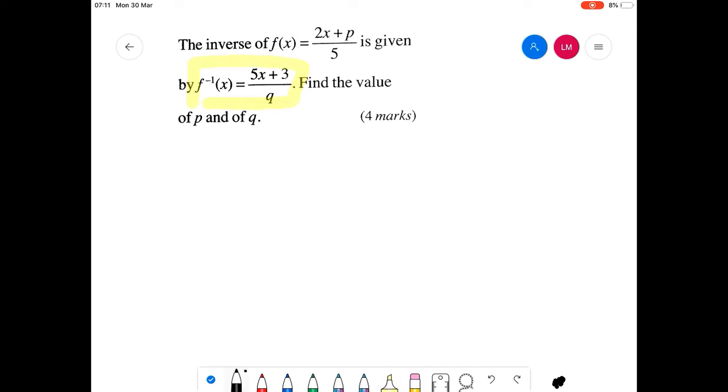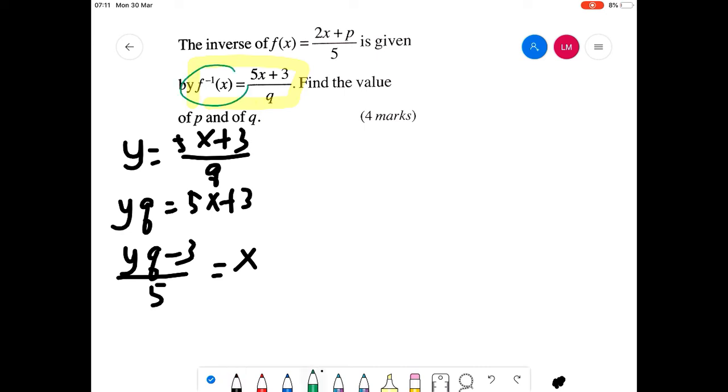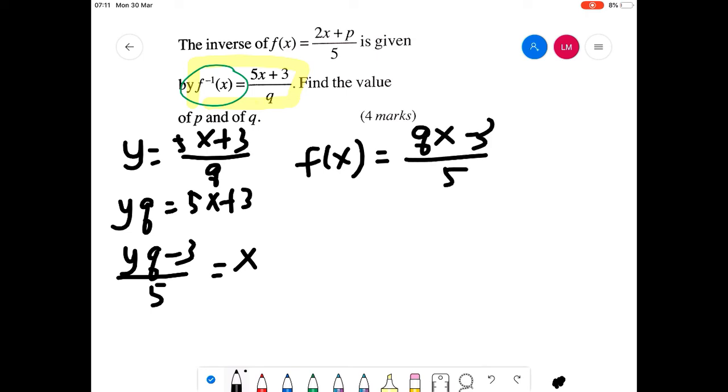We start from here. Let y equal to (5x plus 3) over q. Q bring to the other side, becomes yq equal to 5x plus 3. So (yq minus 3) over 5 will be equal to x. So this is actually initially the f inverse. Now you already inverse it, so it will become f(x). So your f(x) will be y directly changed to x: (qx minus 3) over 5. Now you will see that both of these are actually f(x), meaning they are the same.